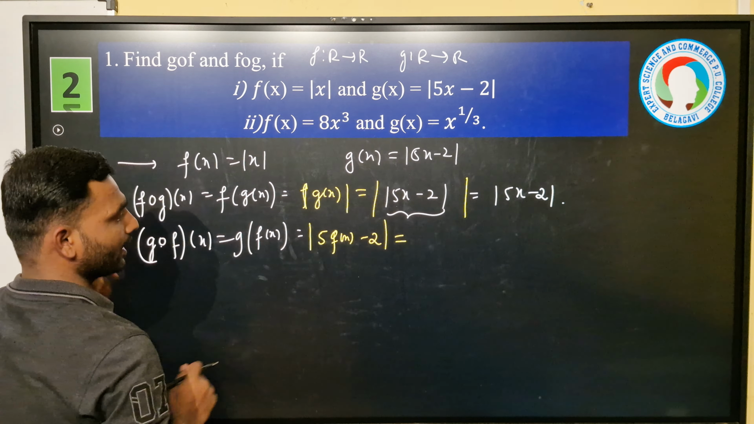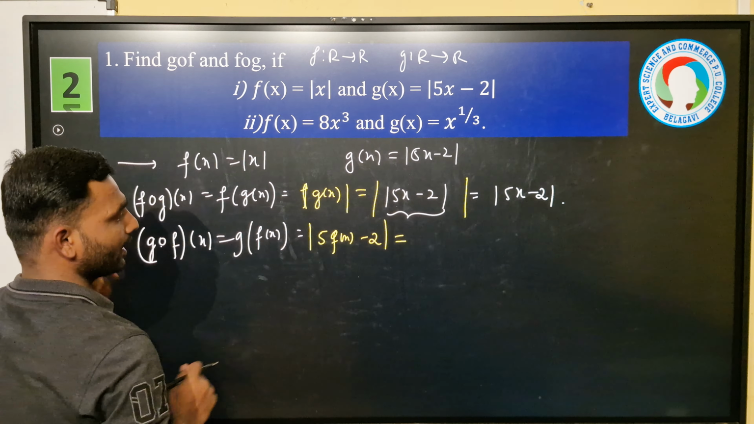What is the f of x value? Total modulus, these two modulus, 5 as it is. So what is the value of f of x? The f of x value is modulus of x minus 2. This is your answer. Clear? So this is about the first one. And what about the second one?